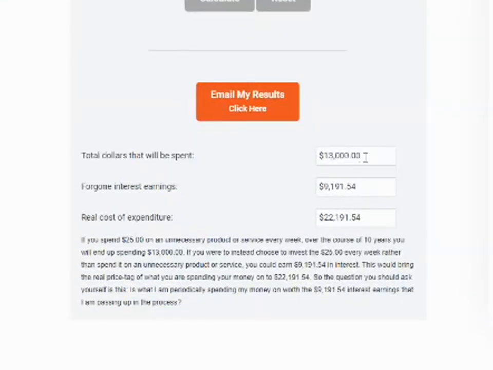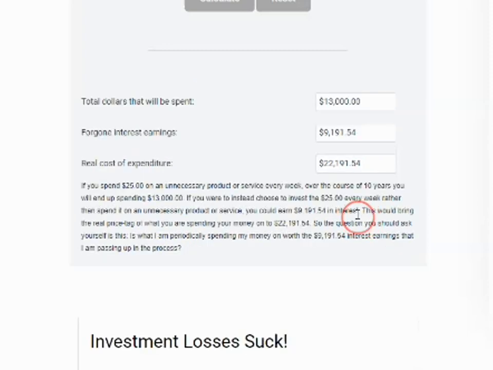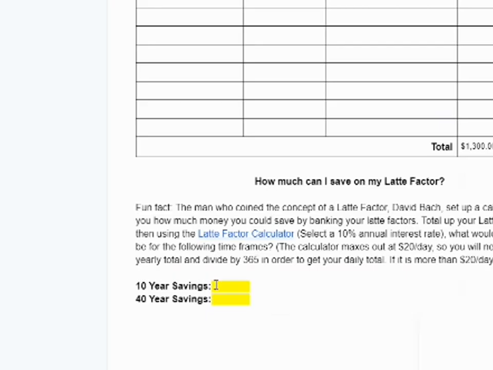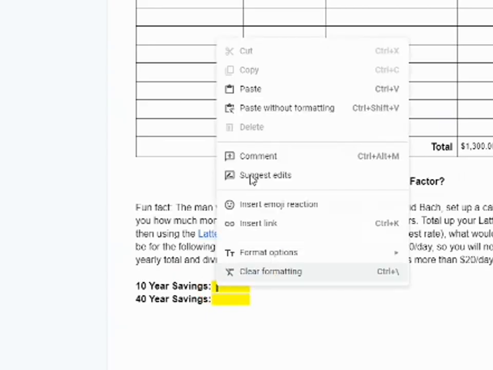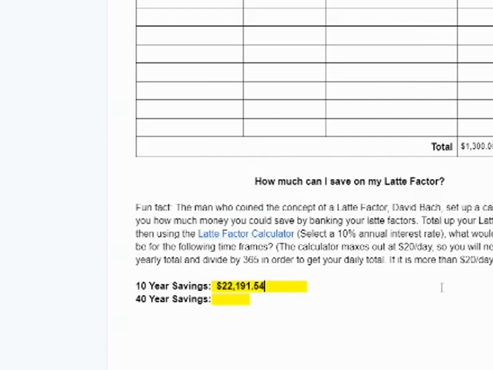Total dollars that I put in over 10 years is $13,000. The interest alone is $9,000. That means the real savings would be total $22,191.54. So you're going to copy this number, go back here, and your 10 years savings is $22,000. Now let's revisit that.